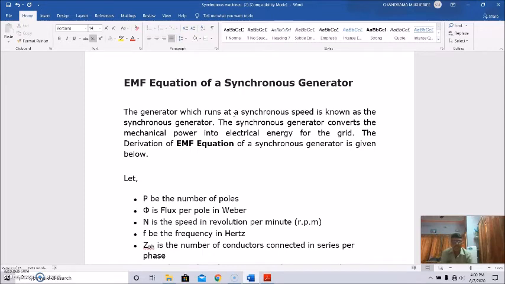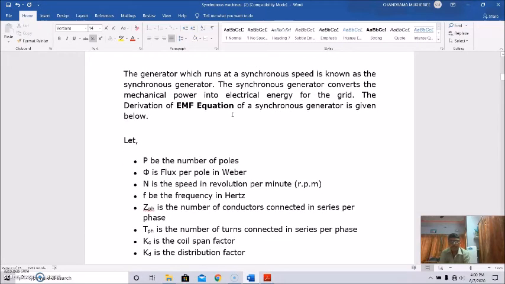F is the supply frequency in hertz, and Zph is the number of conductors connected in series per phase in the armature, and Tph is the number of turns connected in series per phase, and Kc is the coil span factor. This comes into the picture because in the actual case the coils are not full pitch, they are short pitched, and Kd is the distribution factor.